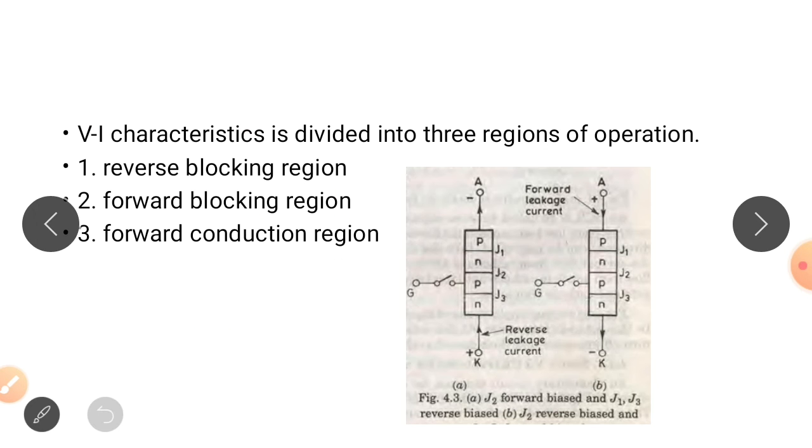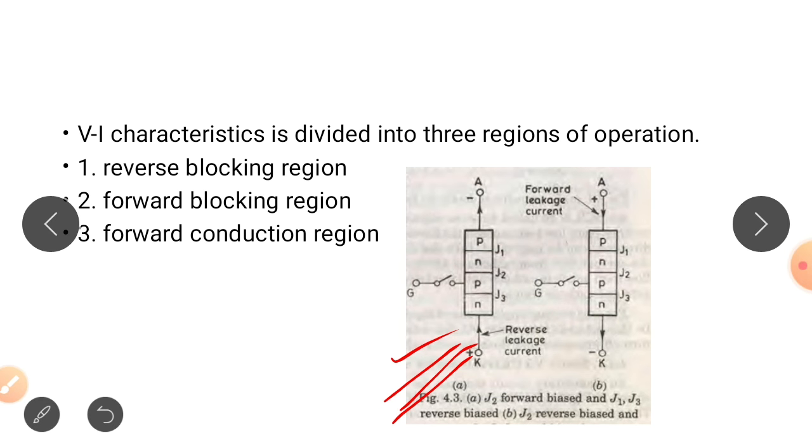So in the VI characteristics of SCR, the first region is the reverse blocking region. Okay, and in the reverse blocking region or reverse blocking mode, what happens is that cathode is made positive with respect to anode with switch S open. So this part represents the reverse blocking mode or reverse blocking region operation.